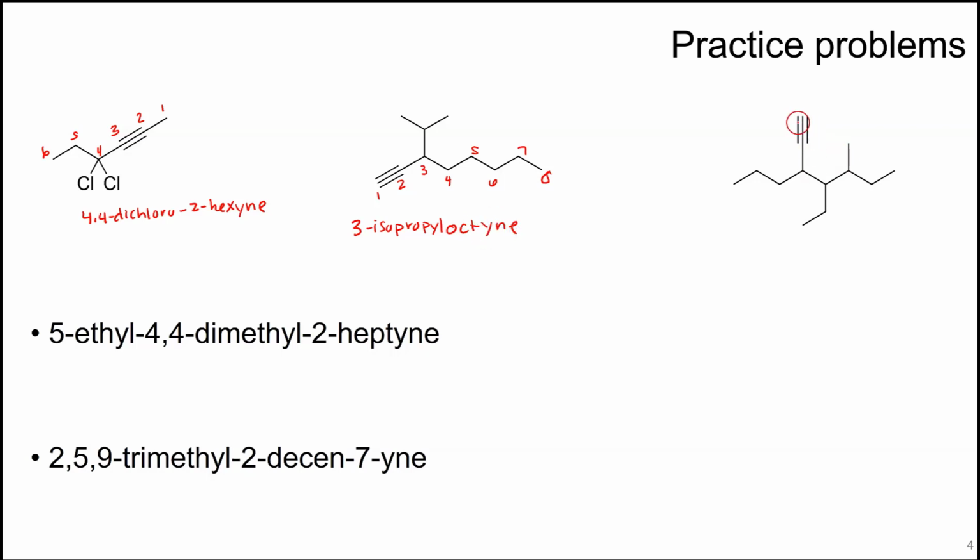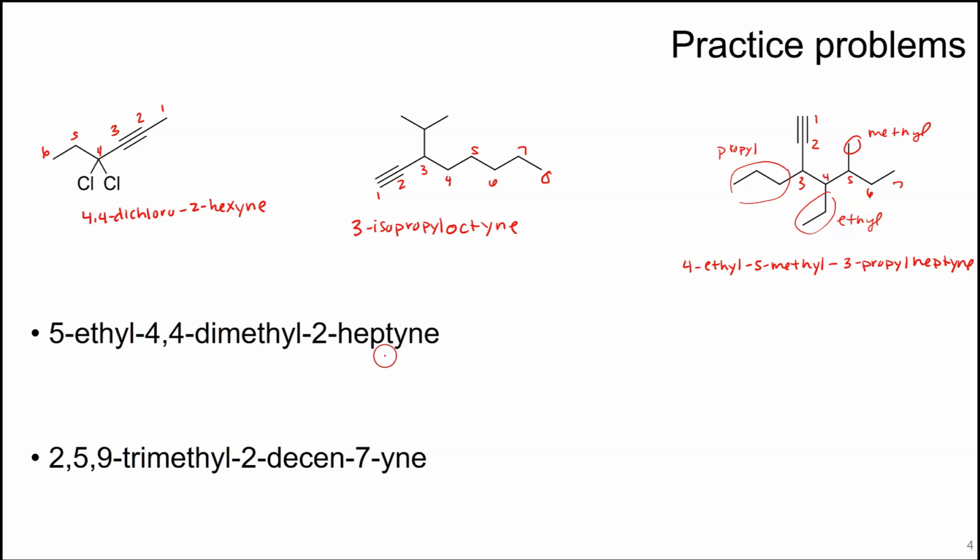And here the alkyne is coming off. We want to include that in the longest carbon chain. So here we have an ethyl, propyl, and a methyl. So, 3-ethyl, 5-methyl, 3-propyl heptyne.